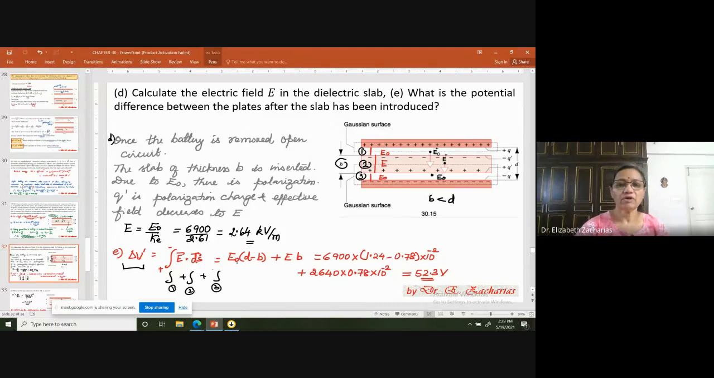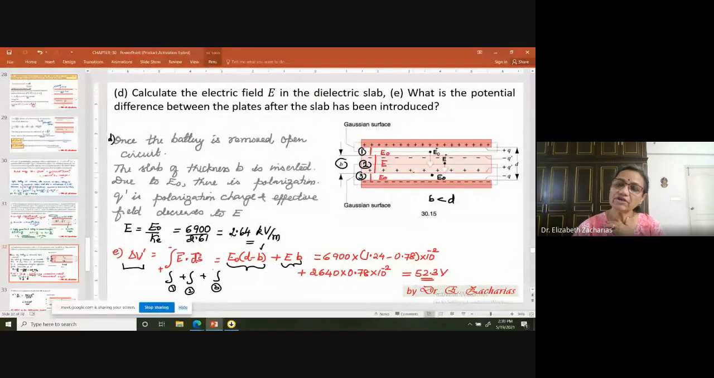Okay. Therefore, for part 1 and 3 together, the value will be E naught into this distance plus E naught into this distance. So what will this be? This will be total minus the length taken by the dielectric. Therefore, it will be D minus B. That's how you get this. Now, what is the electric field because of the dielectric? That is E. Therefore, the thickness is B, so EB. Now substitute all this, you will get the potential difference between the plates.